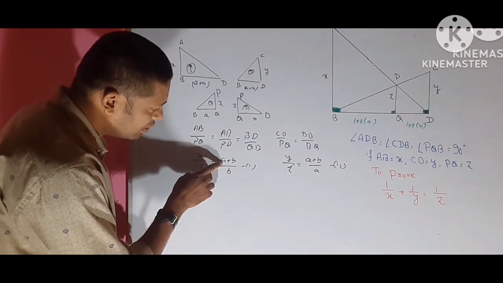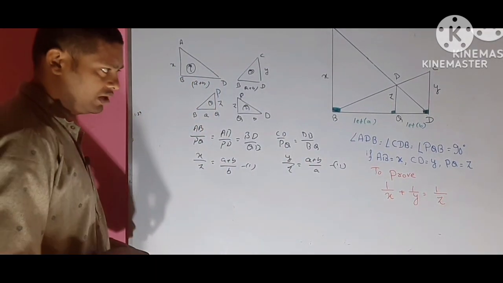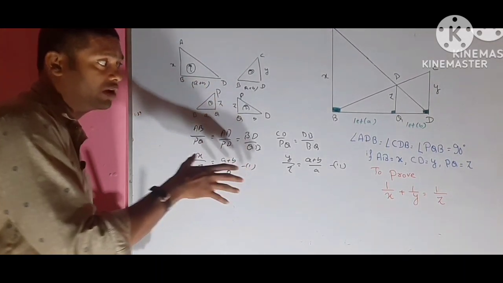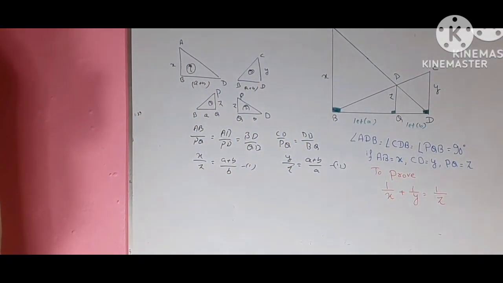Sir, if you will see, A plus B, B is there; A plus B, A is there. It's not similar, sir. Then what do we have to do? We have proved this, as you said. But the thing is that we need 1 by x plus 1 by y equal to 1 by z, and we are getting something else in the equation form.